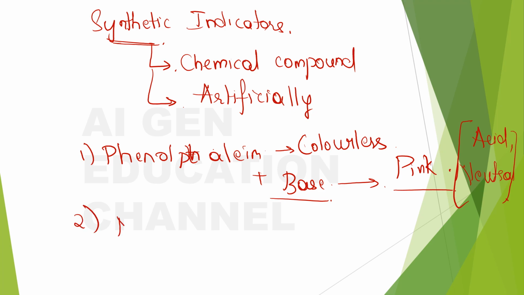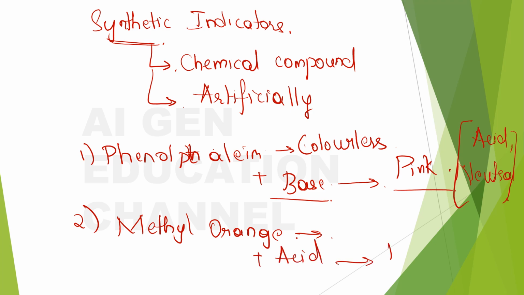And the next thing we will look into is methyl orange. What happens here? When it reacts with some acidic substance, it changes its color into red. So, methyl orange is orange in color, and when it reacts with some acid, it will change into red color, and when it reacts with some base, it will change into yellow color. So, phenolphthalein and methyl orange are considered to be synthetic indicators. We are done with the topic of acid base indicators.